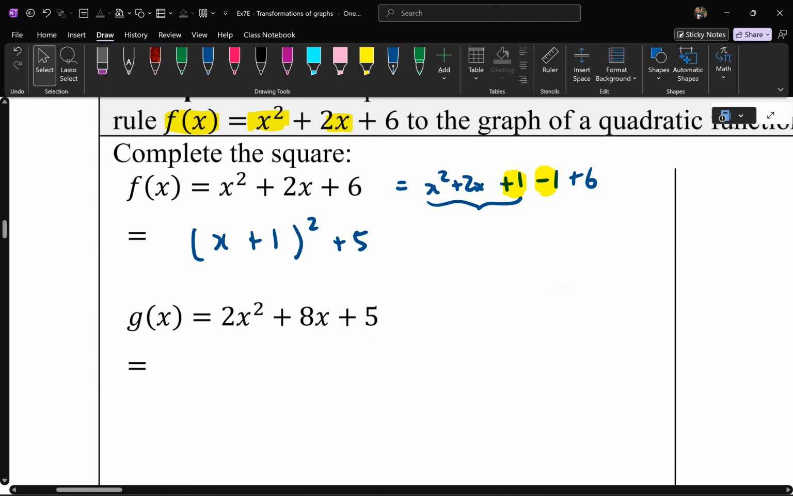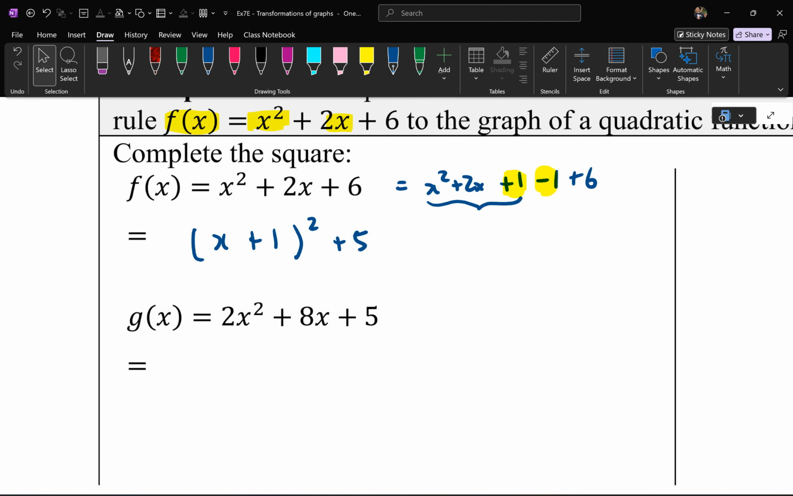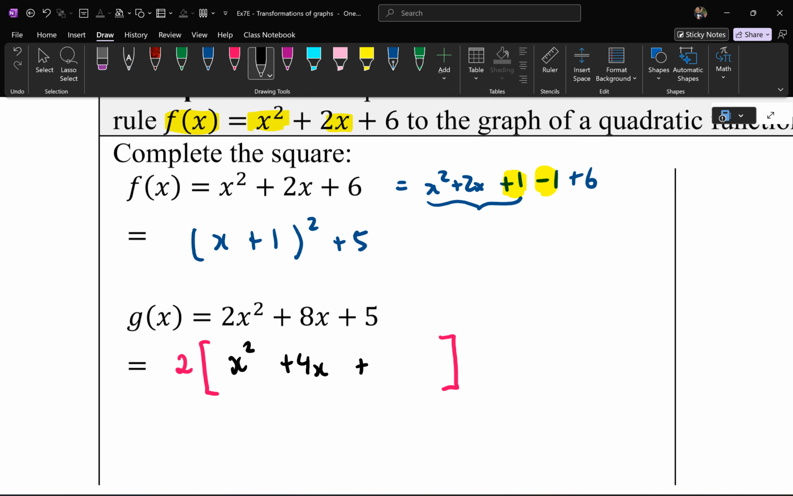Now, the second one's a bit trickier. You can't just do completing the square because there's that 2. So what do you have to do? You have to factor it. There's no way around it. It means you're going to have to work with fractions. Here we go. We're going to have to take 2 out as a common factor, even though there is no common factor. If I take out 2, I will get x squared. So 2 times x squared gives you 2x squared. 2 times 4x will give me the 8x. And then 2 times what will give me 5? 5 over 2. Very good.